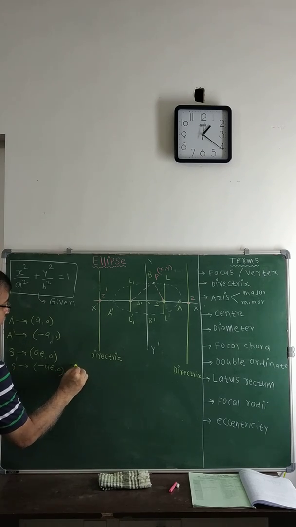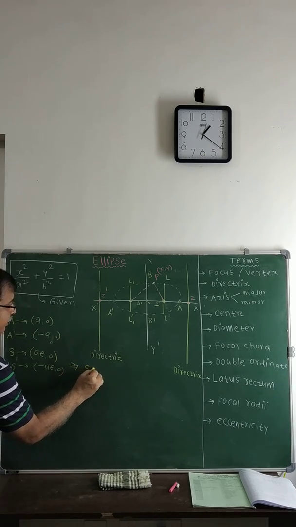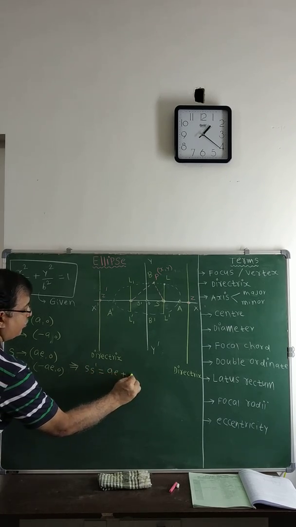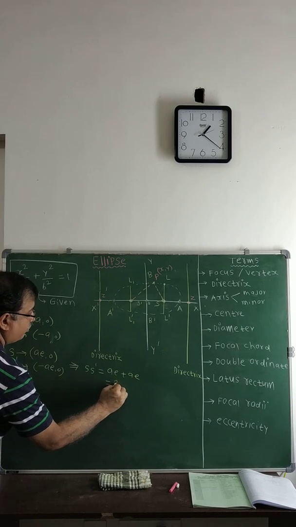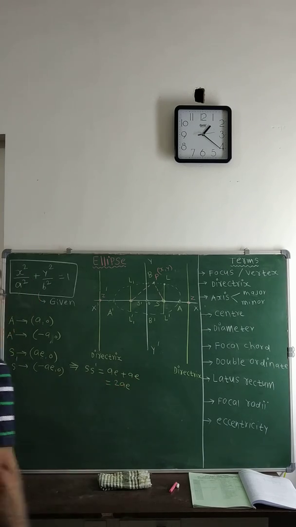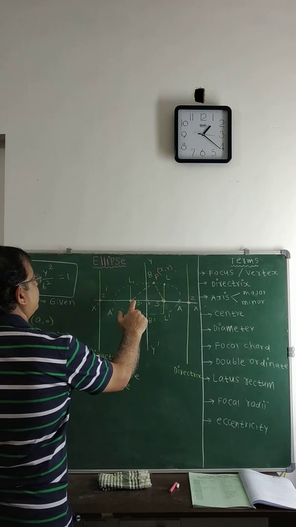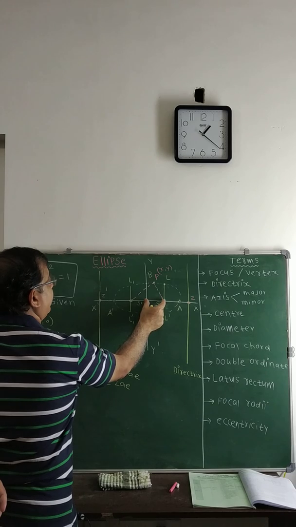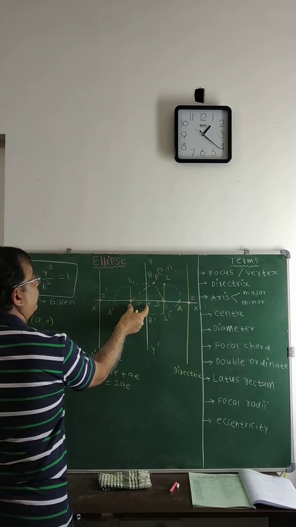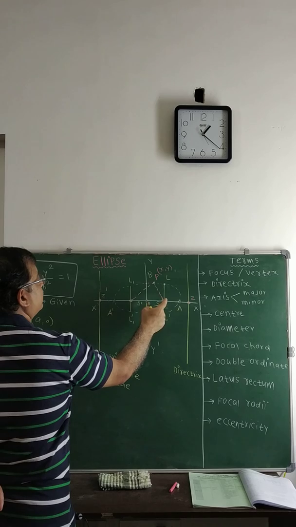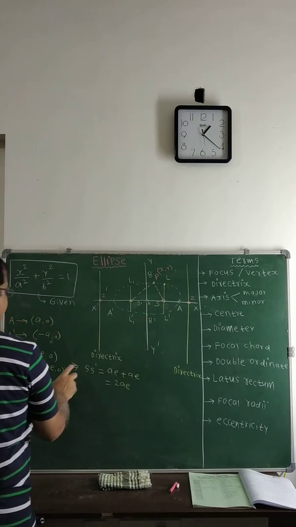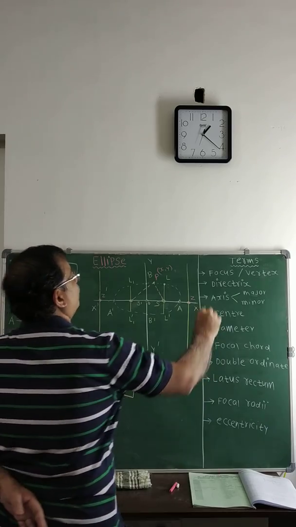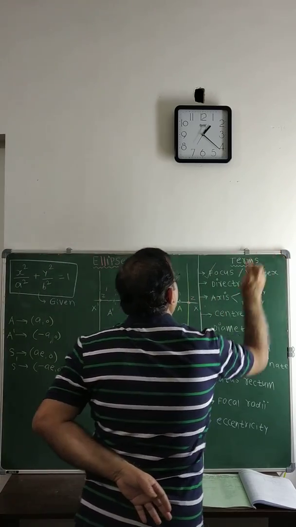From here, if somebody is interested in calculating what is the distance between these two foci, it is of course ae plus ae, geometrical distance. That should be nothing but twice ae. Obviously remember the distance of the focus from the center is always ae. So this distance is ae and this distance is also ae. So the distance between the two foci, S S dash, is nothing but ae plus ae, that is equal to twice ae. So we have done what is the focus, what is the vertex.